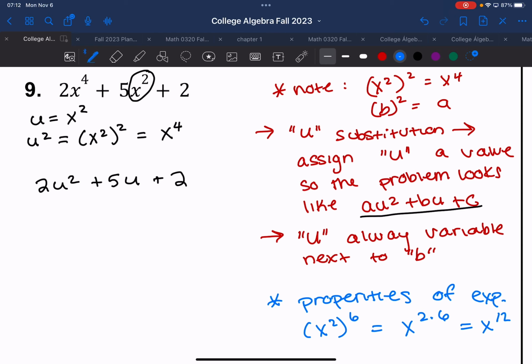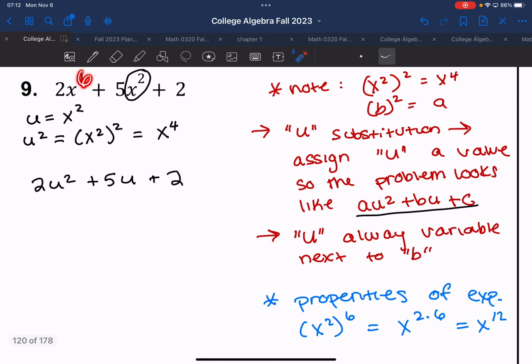So if we have an exponent raised to an exponent, we multiply them. What I'm trying to say here is that this is not the only time you would use u substitution. You wouldn't only use it if you see x to the fourth and x squared. You could use it if you see x to the 6 and x cubed.